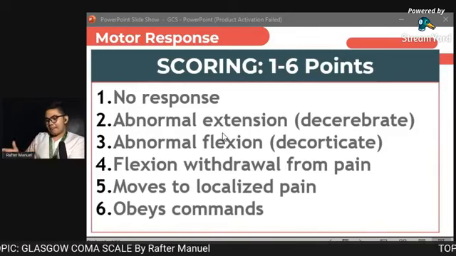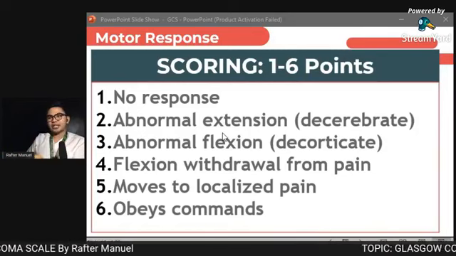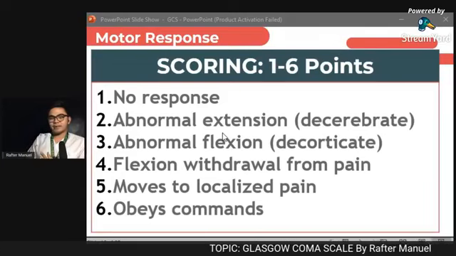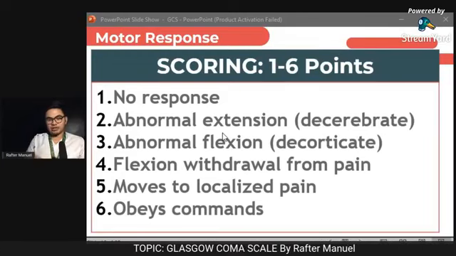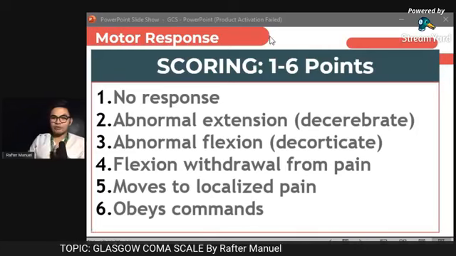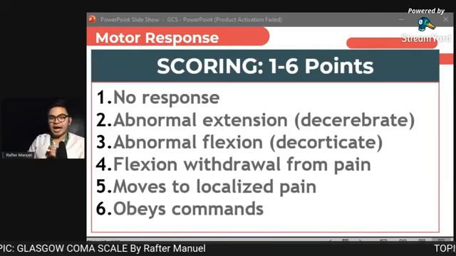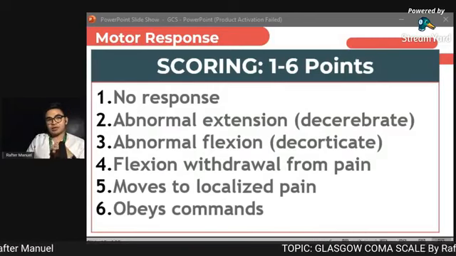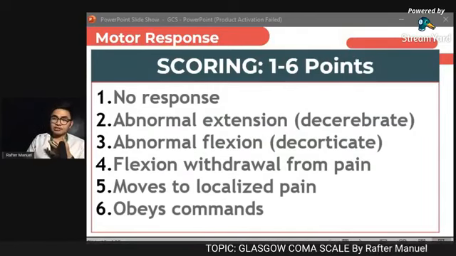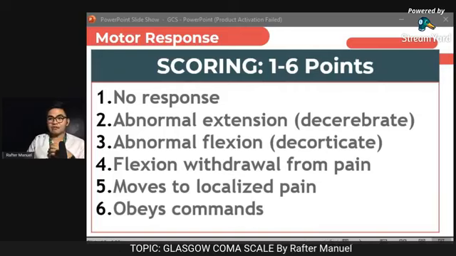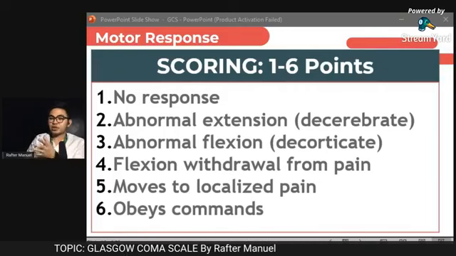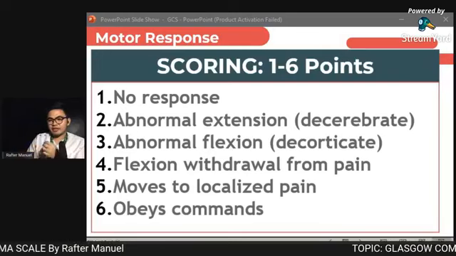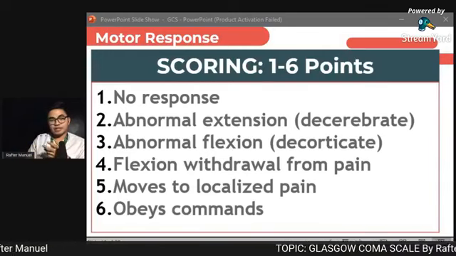Kanina sa eye opening, we have 4 points. The verbal response, we have 5 points. In the motor response, we have a total of 6 points. Now let's go to the highest point, which is 6 points. If the patient moves his or her hands or legs spontaneously and follows the command that you have given, then you give that patient 6 points.